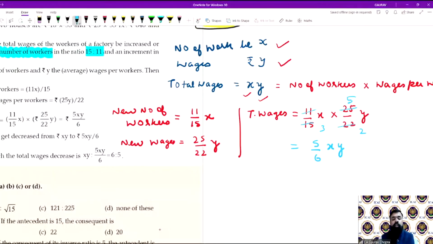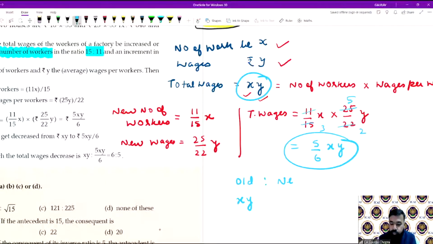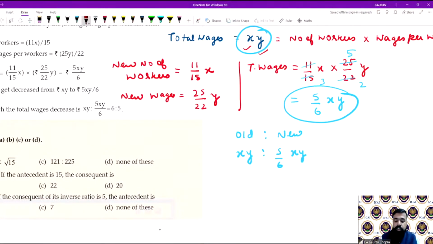This is the total number of wages new. So old wages were xy and new wages is 5 by 6 xy. So if we compare them, old wages xy, new wages 5 by 6 xy. So if we do the cancellation, xy get cancelled. What is left? 1 ratio 5 by 6. Or it can also be written as, if we take the LCM, 6:5.